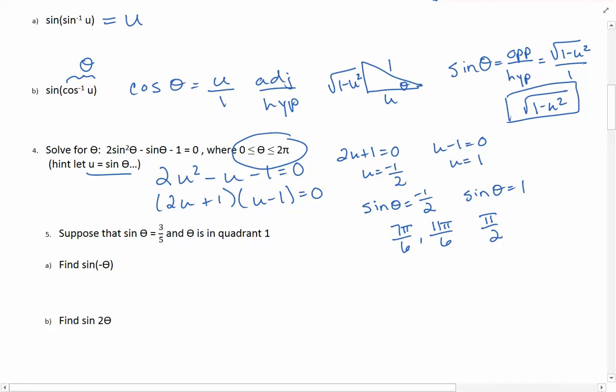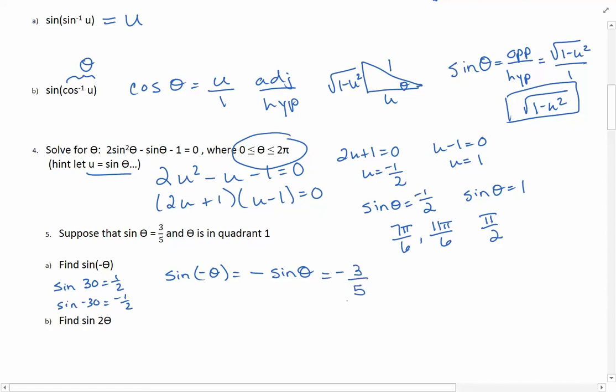It says find, they tell you the sine of theta is equal to 3/5, and theta is in quadrant 1. The sine of negative theta, if you just kind of think about this, remember that the sine of 30 degrees was equal to 1/2. What's the sine of negative 30? Well, that's in the fourth quadrant. That was negative 1/2. So in general, the sine of negative theta is equal to the opposite of the sine of theta. And so we know the sine of theta is 3/5, so here it's going to be negative 3/5. Just a little thinking problem there.